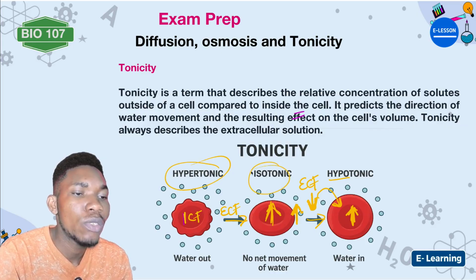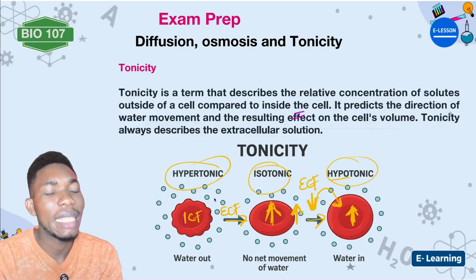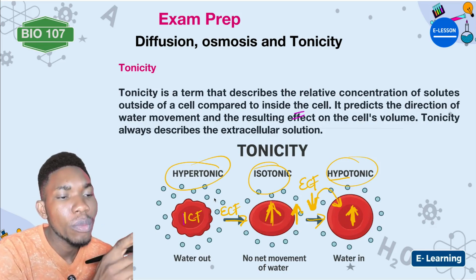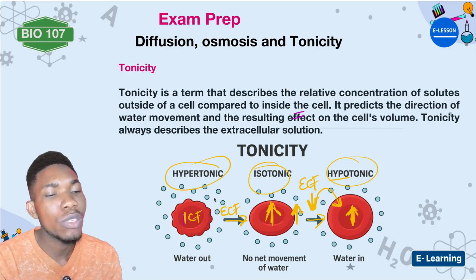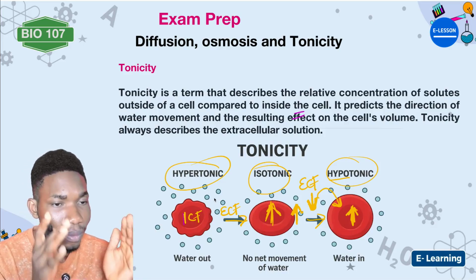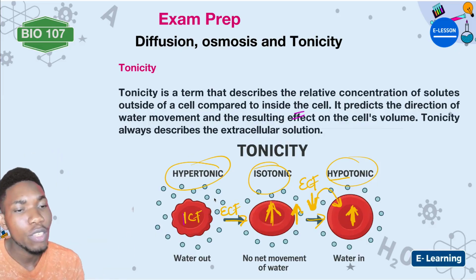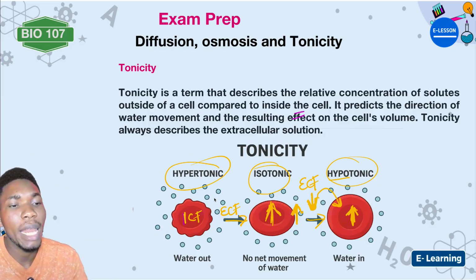Hypertonic, isotonic, hypotonic. Hyper, outside is more than the inside, so water flows from inside outward. Iso, they are equal. There's no net movement of water. Hypo, the concentration inside is more than the one outside, so water will flow inside of the cell, which may swell and burst.